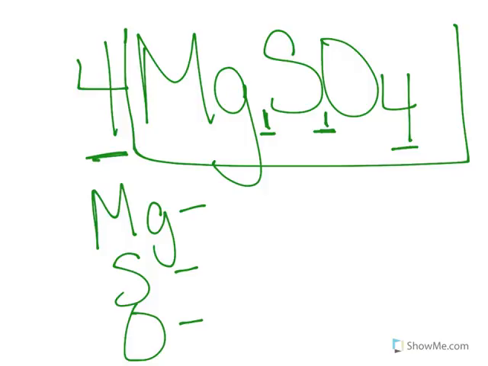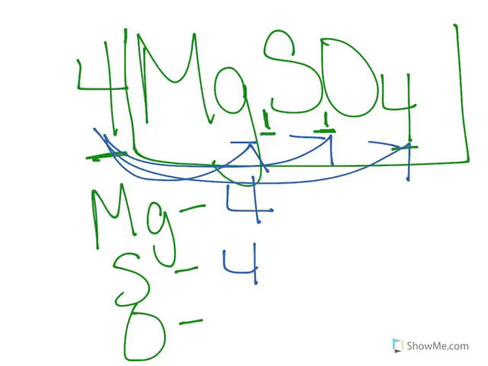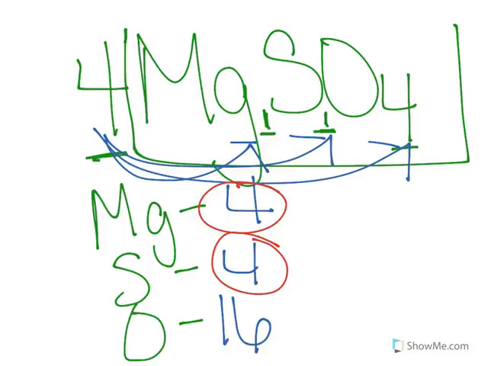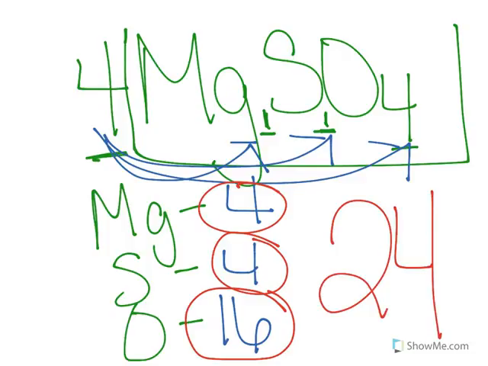And then it's simple distributive multiplication. 4 times 1 is 4. 4 times 1 is 4. 4 times 4 is... Hope you didn't say 8. 16. So I have 4 atoms of magnesium, 4 of sulfur, 16 of oxygen. When I add all that together, hopefully I can do the math right in my head, I end up with 24 atoms. I hope this practice helped, and get ready to do whatever assignment I have laid out for you.